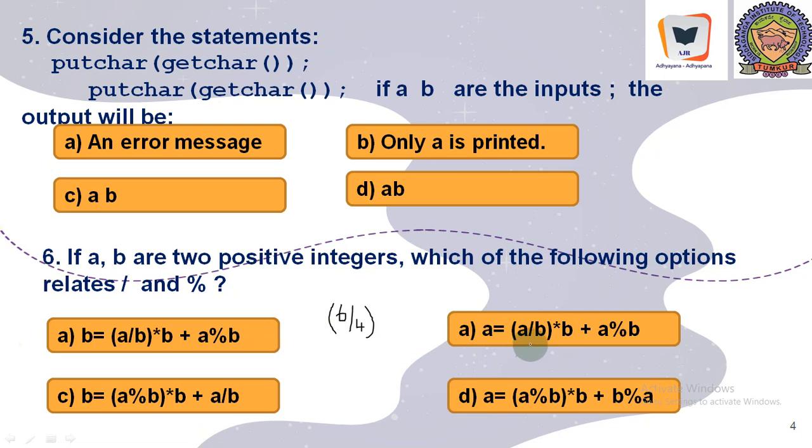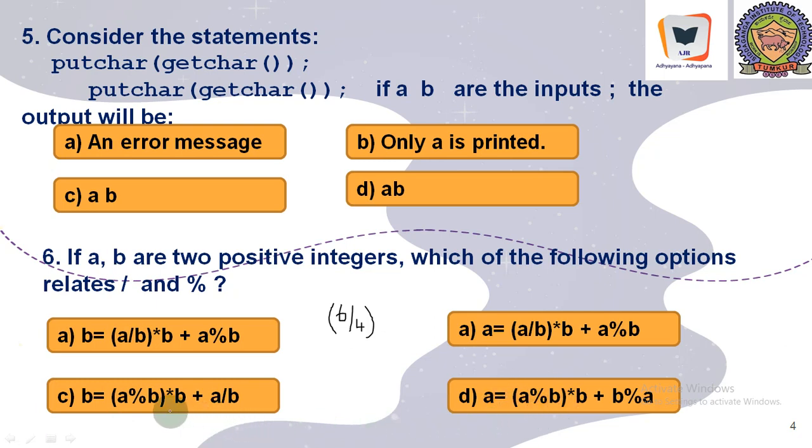What about this? It is 6 divided by 4, that gives us 1. It is not 1 point something, it is 1 because it is integer division. Into 4, so this is 4, and A mod B, A is 6, B is 4, 6 mod 4 is 2. Therefore, it is 4 plus 2. This is 6. Okay, and there is no need to check the other things, because this has already given us the correct answer. I suggest my respected viewers verify what exactly is the output of this and of this.